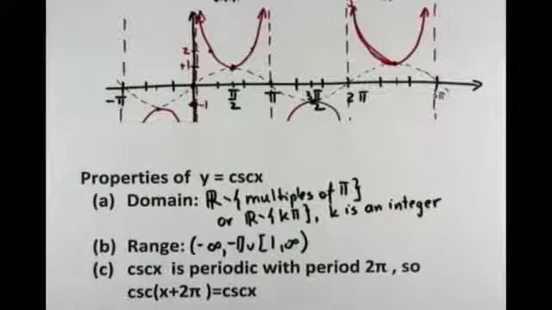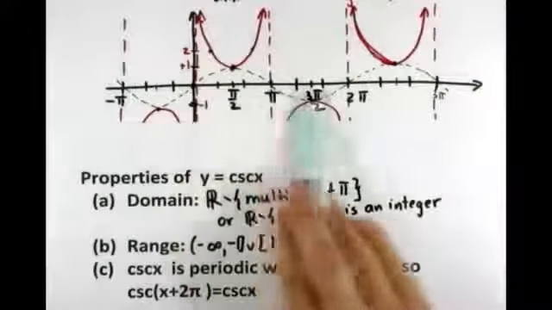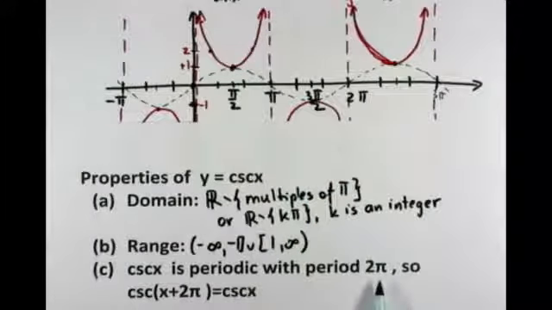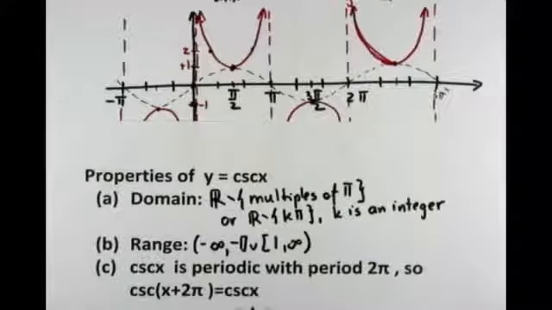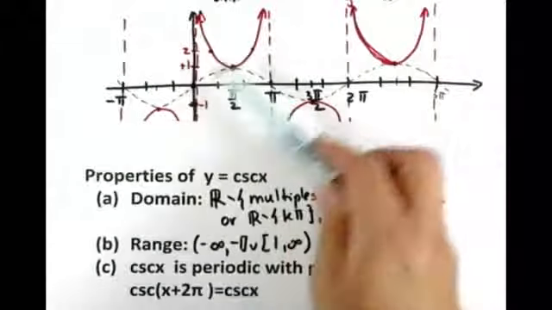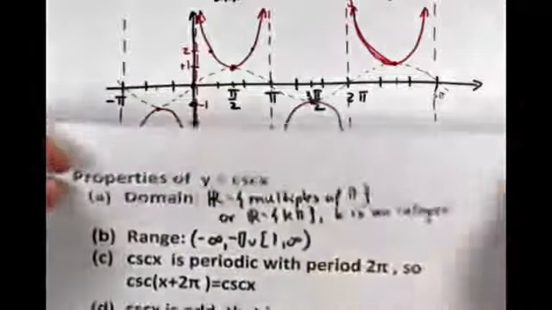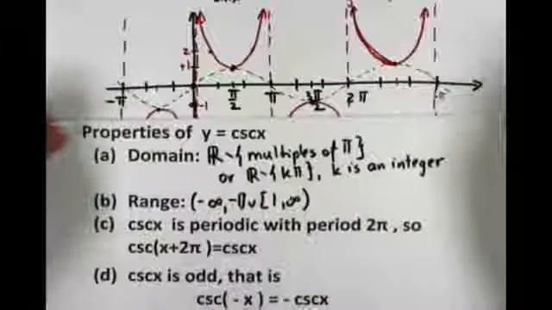So cosecant is periodic with a period of this length. This length is 2 pi. So the period is 2 pi. By the definition of period, that means cosecant of x plus 2 pi is equal to cosecant x. And the function is reflective by the origin, so that's the next property: the function is odd.